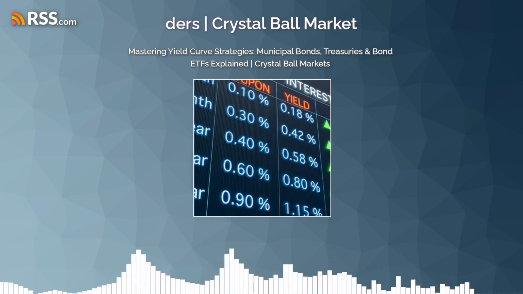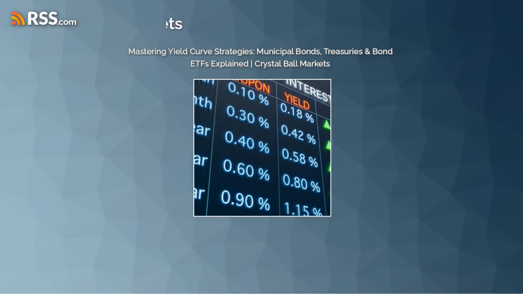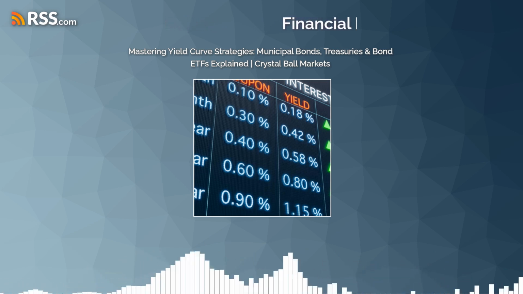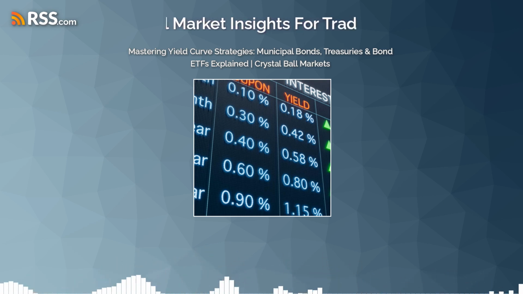Option 2, funds and ETFs. These give you instant diversification across dozens or even hundreds of bonds. You don't get a fixed maturity date, but you reduce the risk of being stuck with just one issuer.